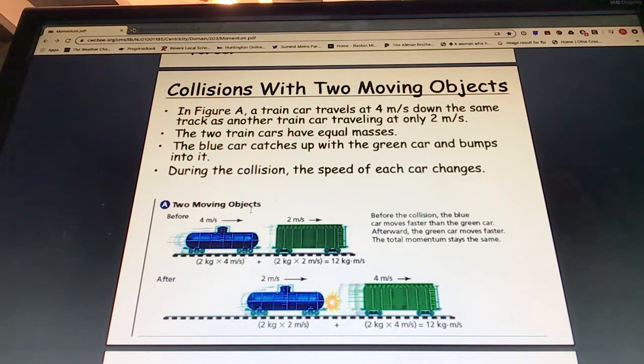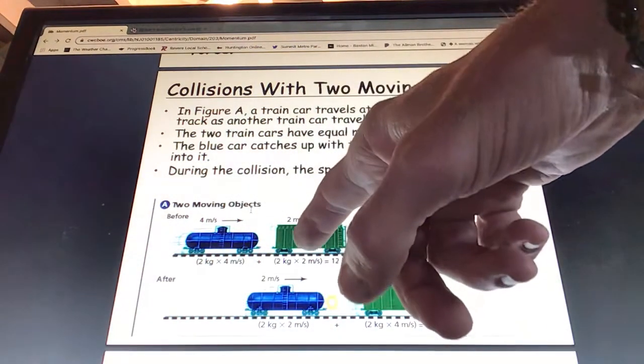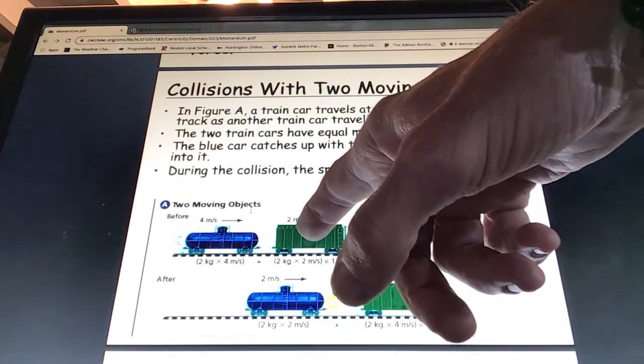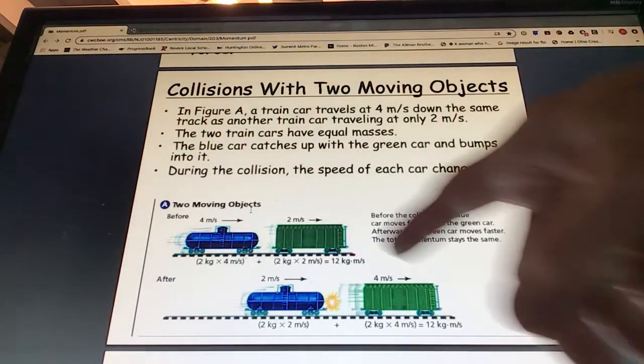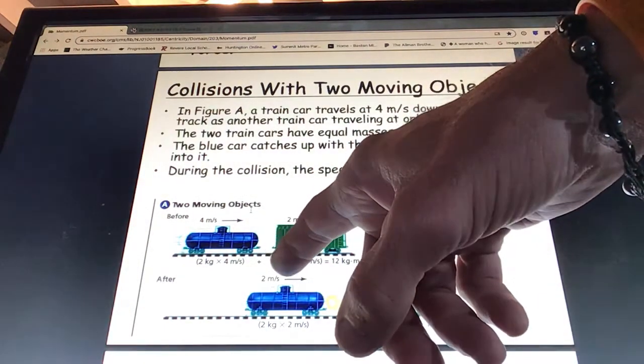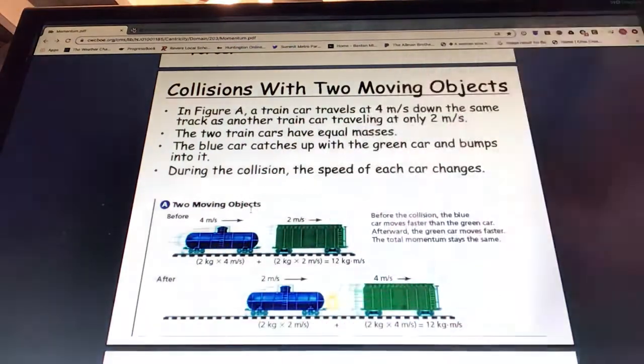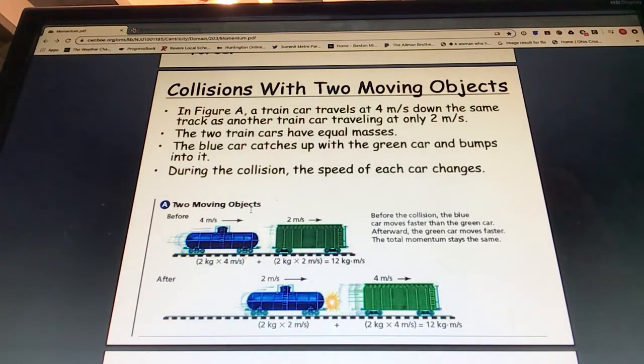Okay. Now, both cars are moving. This car is moving slower. The green one's moving 2 meters per second, and it has the same mass, though, of 2 kilograms, same as the blue car. So it has a momentum of only 4. So it's moving, has less momentum.